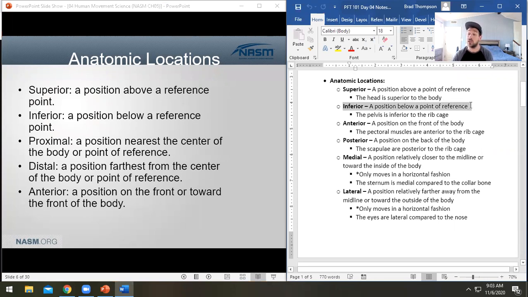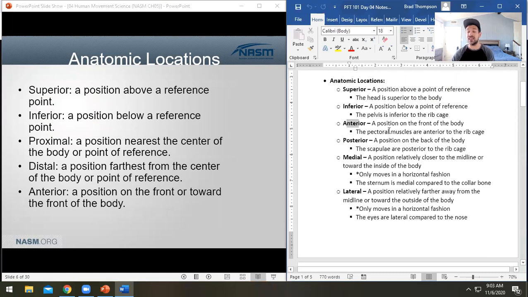Inferior is a position below a point of reference. Your pelvis is down below your rib cage, so your pelvis is inferior to the rib cage. My nose is inferior to my eyebrows. My mouth is inferior to my nose. So that's how we go straight up and down. Superior and inferior are kind of like an elevator going up and down.